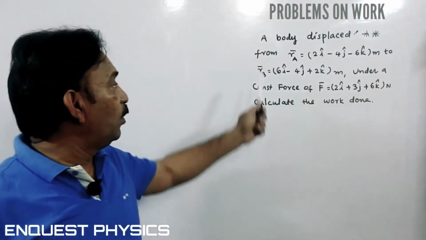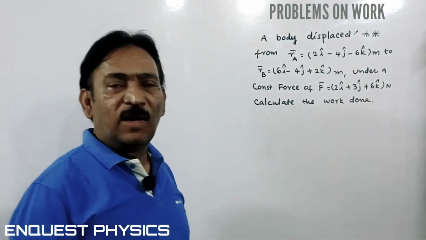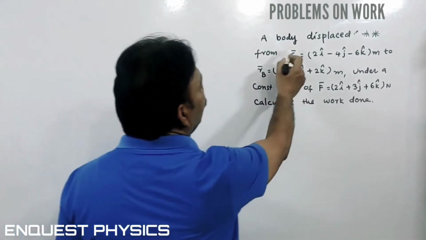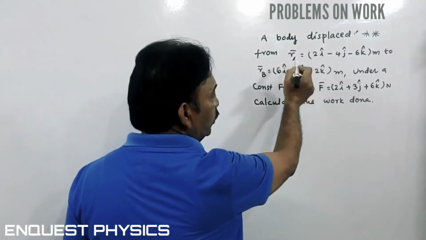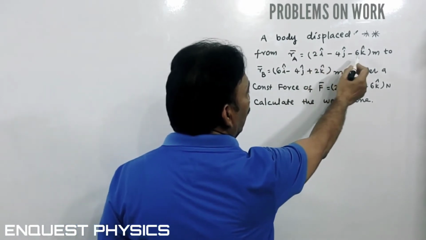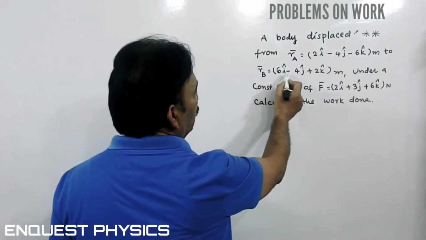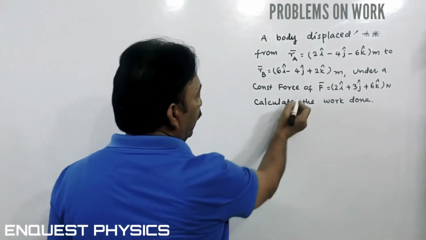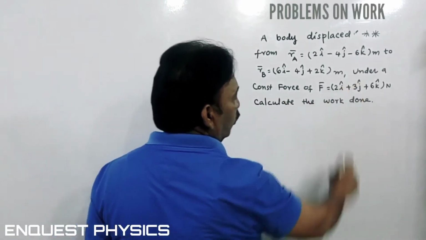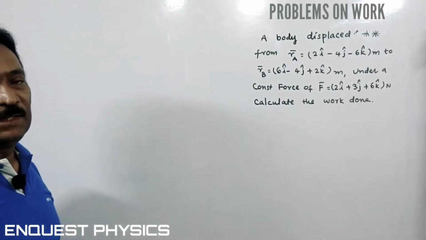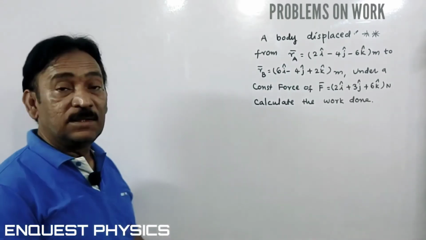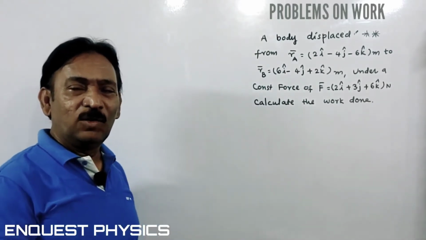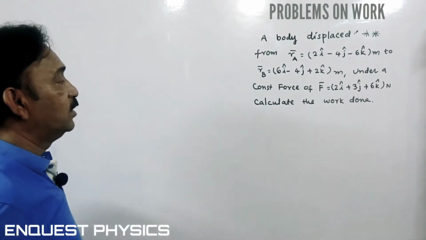Okay, students, let's do one more problem. It is one of the applications of the constant force. The problem is given like this, students. A body is displaced from a position vector 2i cap minus 4j cap minus 6k cap meter, to 6i cap minus 4j cap plus 2k cap meter, under a constant force 2i cap plus 3j cap plus 6k cap Newton. He is asking us what is the magnitude of the work done. We have to find out the magnitude of the work done, students.